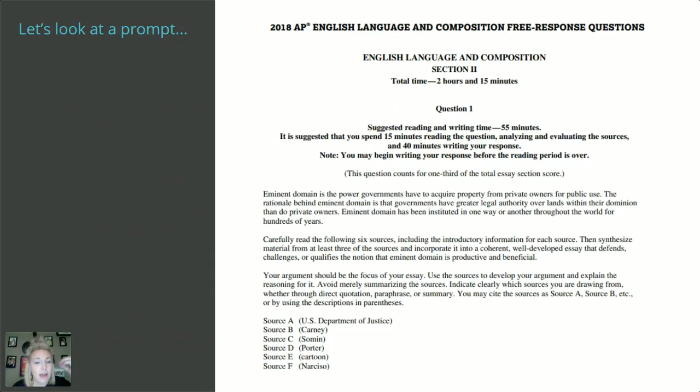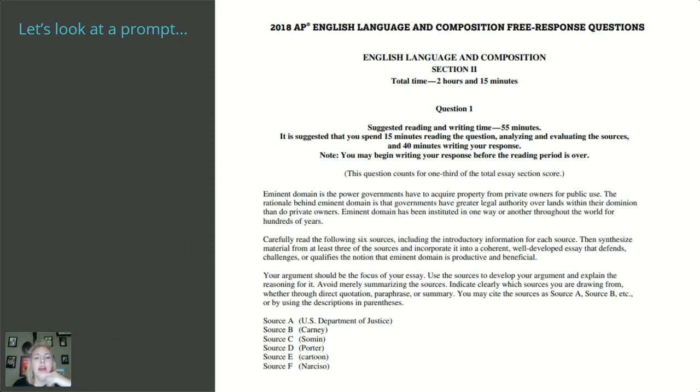The rationale behind eminent domain is that governments have greater legal authority over lands within their dominion than do private owners. Eminent domain has been instituted in one way or another throughout the world for hundreds of years. So that's my exigence. That's my big idea. That's my topic. That's my subject. Obviously, I am writing my essay on eminent domain.